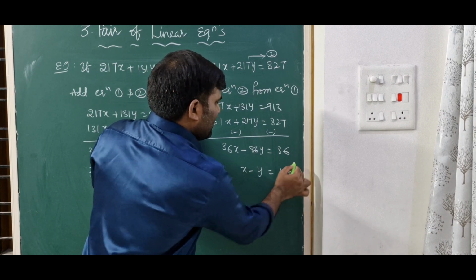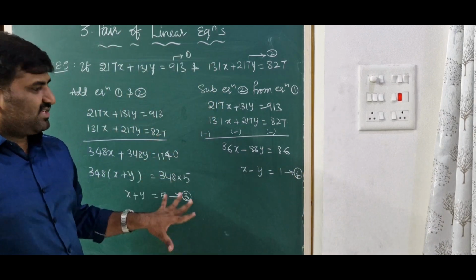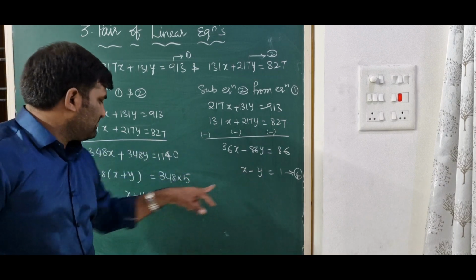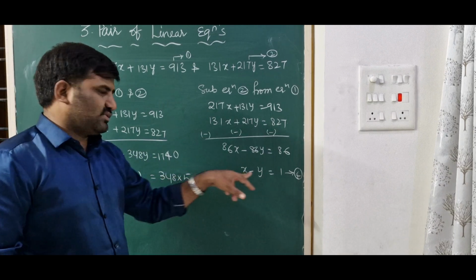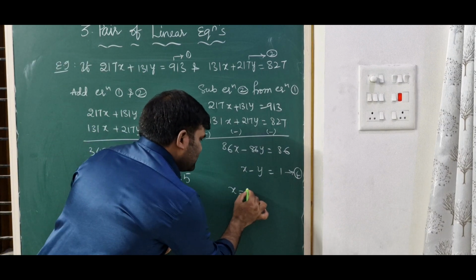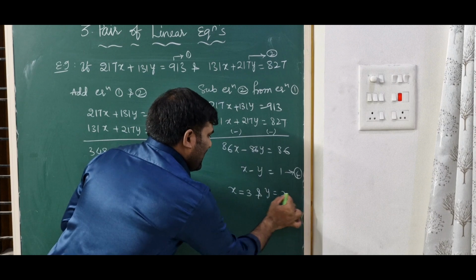This is equation 4. Now observe equations 3 and 4, which are very easy to solve by using the elimination method. If we add these two equations, the y terms get cancelled: x plus x, 2x is equal to 6, x is equal to 3 and y is equal to 2. x is equal to 3 and y is equal to 2. Like this you can solve.